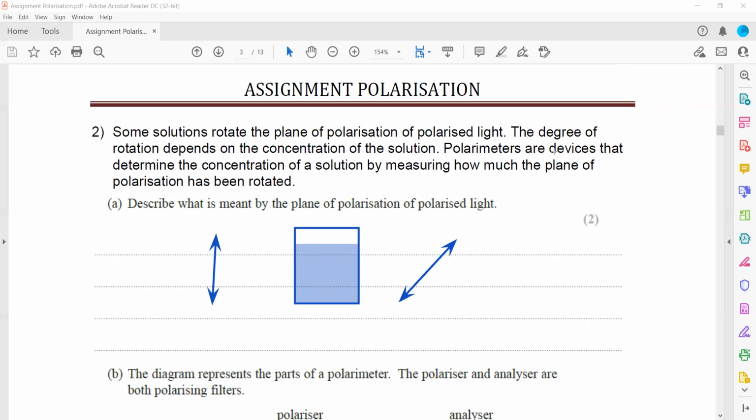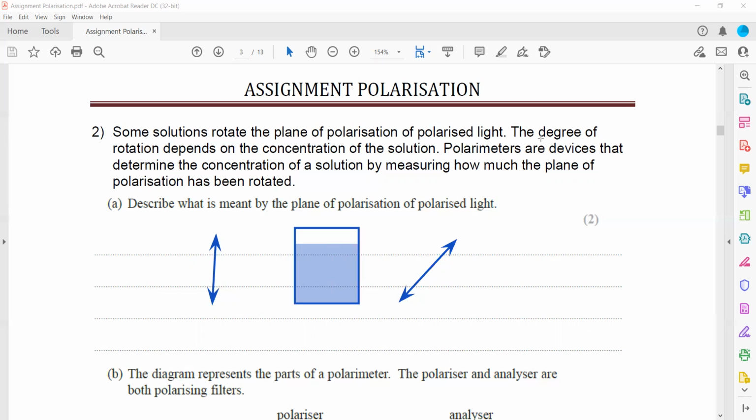it can rotate anti-clockwise. Normally sugar solutions have different capability. A higher concentration of a sugar solution means greater capability to rotate the polarized light. So some solutions rotate the plane polarized light. The degree of rotation depends on the concentration of the solution. If you have more particles, then it will have a greater tendency to rotate the polarized light. Polarimeters are devices that determine the concentration of a solution by measuring how much the plane polarized light is rotated.